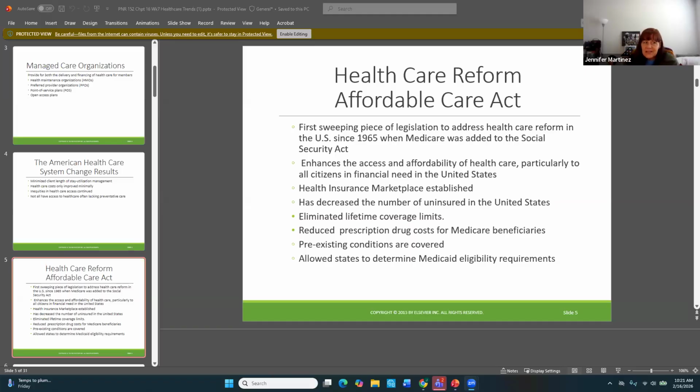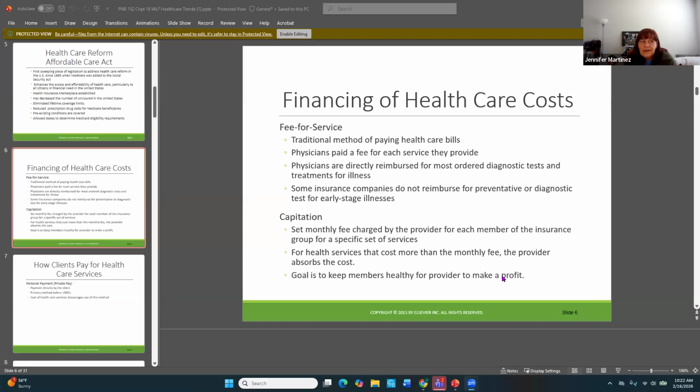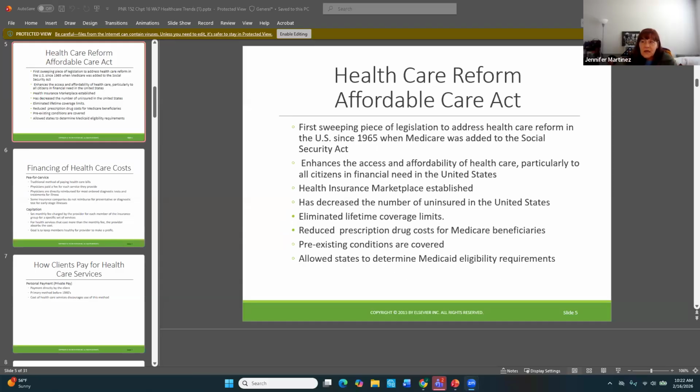It also allowed states to determine Medicaid eligibility requirements. When we look at Medicaid, Medicaid is state funded, and so every state has their own specific Medicaid eligibility requirements. But the Affordable Care Act did do a lot for a lot of people, as far as getting healthcare services. And it still does. So again, that marketplace is available. Some people have been able to get coverage that they wouldn't have been able to get prior to.